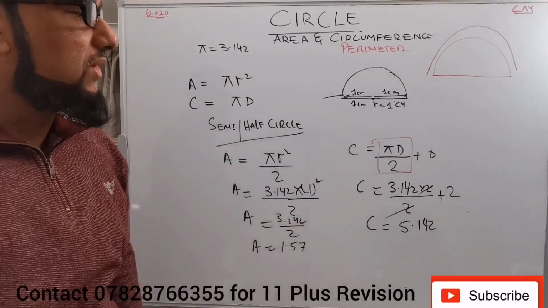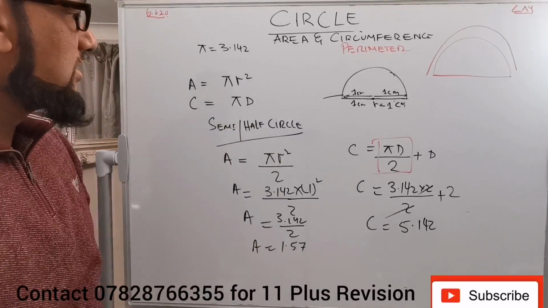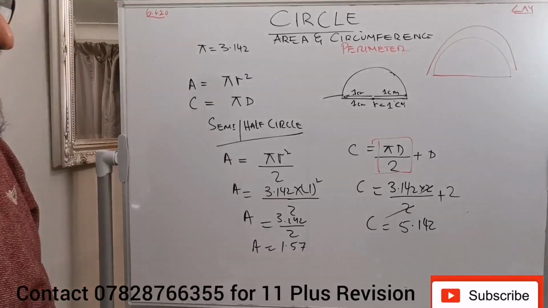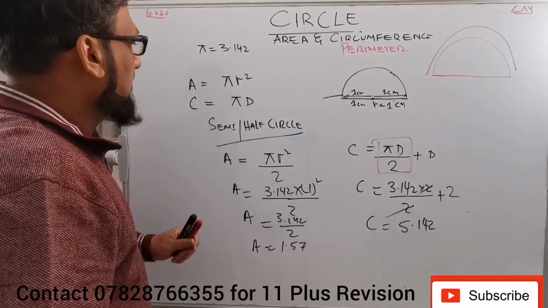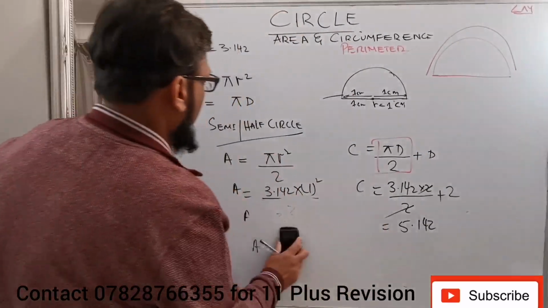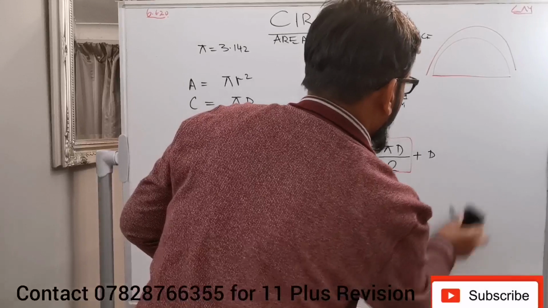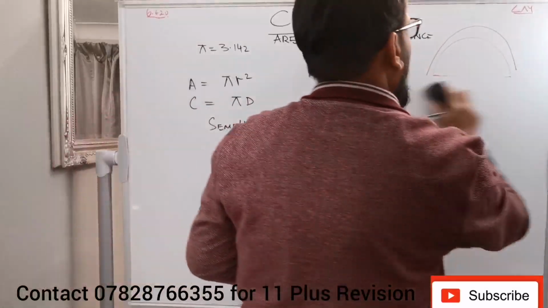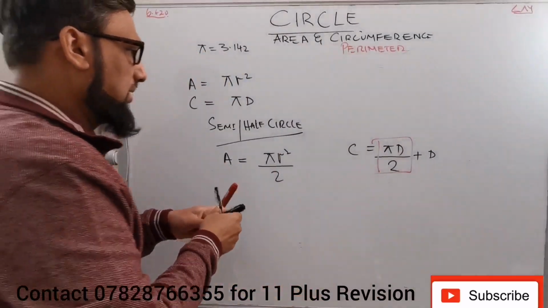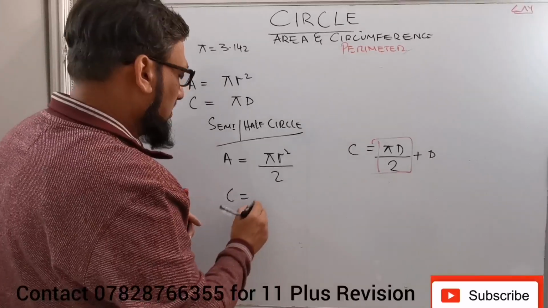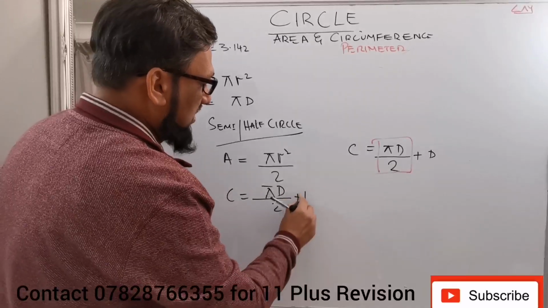So this is the circumference of a half circle, or we can call it a semicircle. Now I'm moving to the last part, which is the quarter circle. So the circumference for a half circle is pi d divided by 2 plus d.